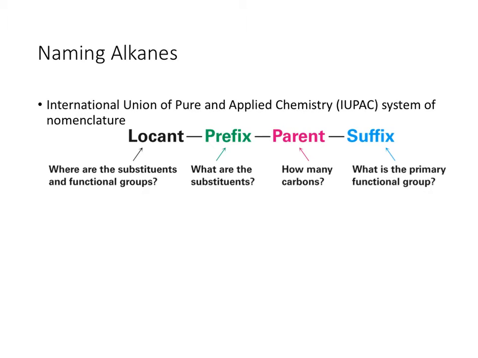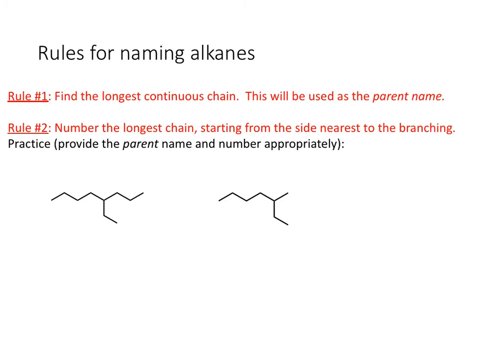So we have to have a uniform way of naming compounds. And there's an organization called the International Union of Pure and Applied Chemistry, the IUPAC, that has come up with a systematic method of naming all organic compounds. The name for any compound can be broken up into a locant, which tells us where the substituents and functional groups are, a prefix, which tells us what the substituents are, a parent, which tells us how many carbons the compound has, and then a suffix, which gives us the primary functional group. In these next slides, I'm going to give you a series of rules for naming alkanes, and then we will practice as we go along.